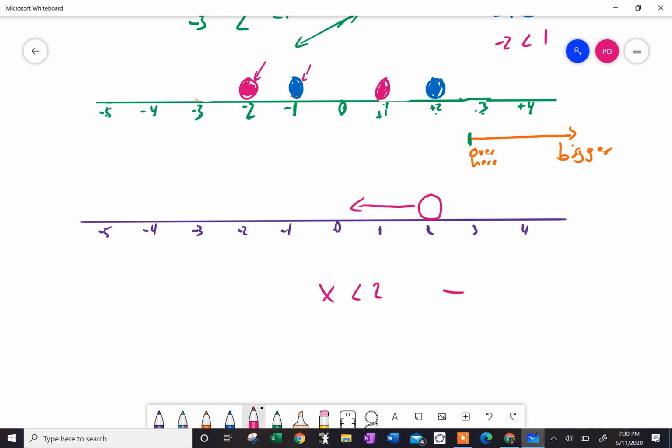Let me rewrite this as -x is less than +2. Well, if I were to divide this by a -1, I divide this by a -1, a -x divided by a -1 is a +x, and a 2 divided by a -1 is a -2. So is -x less than 2 the same as x is less than -2? That's my question. So let's see.